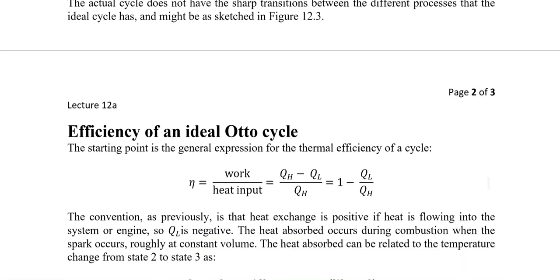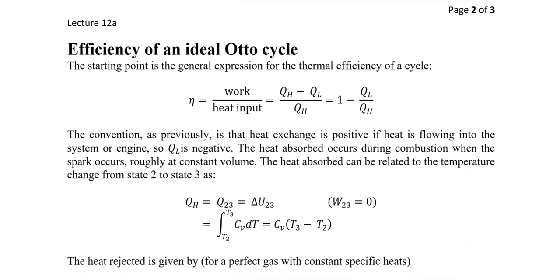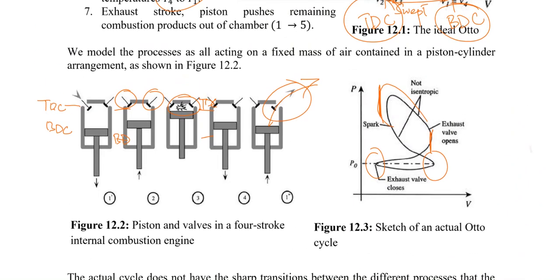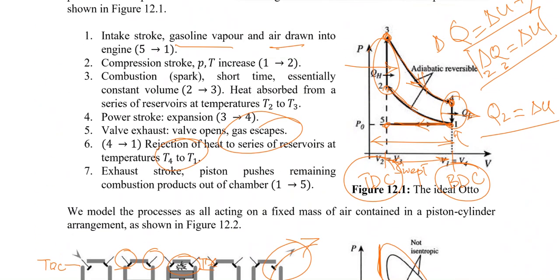The efficiency of the Otto cycle: the starting point again for the efficiency of the Otto cycle is the work by the system divided by the heat input. So the work done would be equal to the change in heat, QH minus QL, divided by the heat input QH, which gives the maximum efficiency. So that would be eta. If you look at this, it will be 1 minus QL by QH. Now, simplifying this, QH is from 2 to 3, which is the constant volume heat addition.